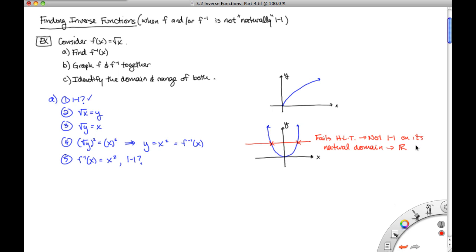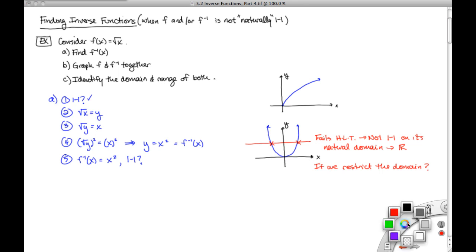So here's what we're going to do, is we're going to kind of fudge this a little bit, and we're going to say, well, yeah, maybe the whole function x squared doesn't pass the horizontal line test, but what if we restricted the domain here? So if we restrict the domain, what do you think would be an appropriate restriction? So we want to restrict this just enough so that it's able to pass the horizontal line test.